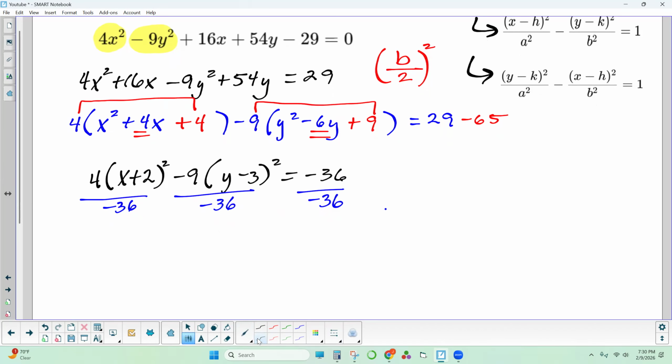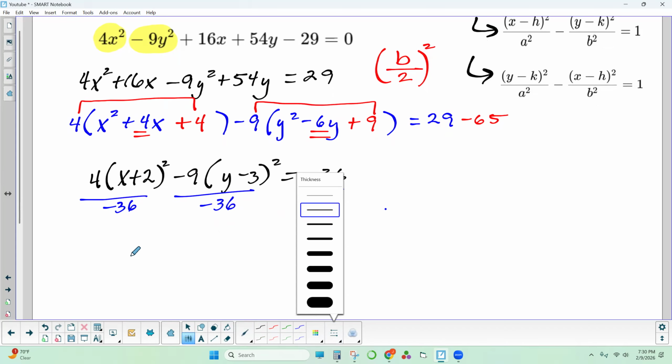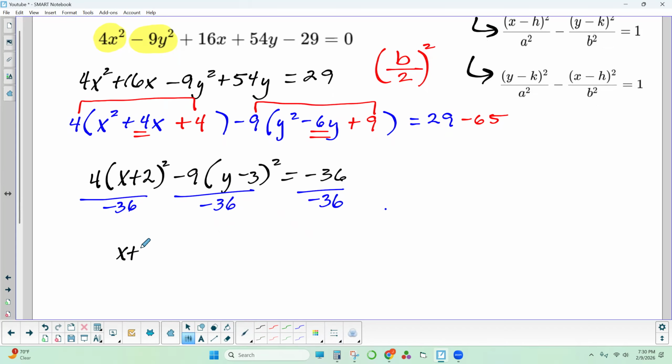So what we get here is x plus 2 squared, and then 4 over negative 36 is negative 1/9. And then over here, we've got y minus 3 squared, and we've got negative 9 over negative 36, which is a positive fourth. And then on the right, negative 36 over negative 36 is 1.